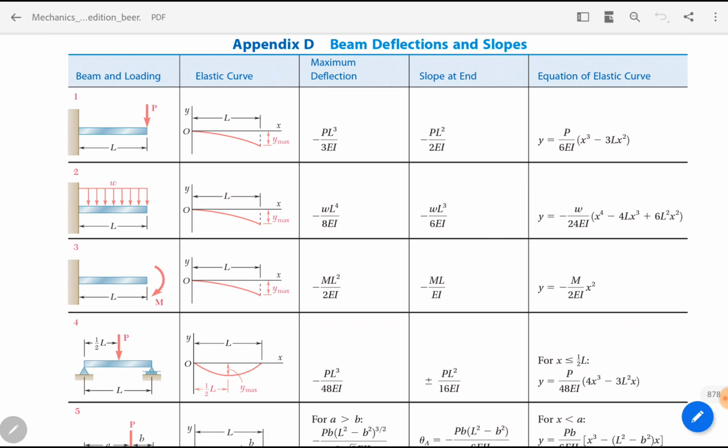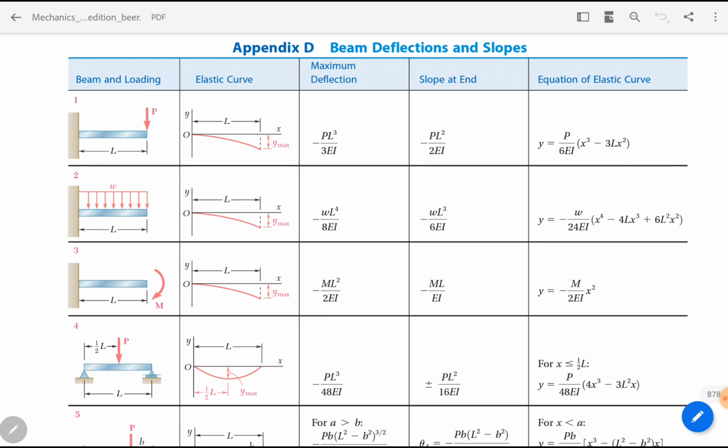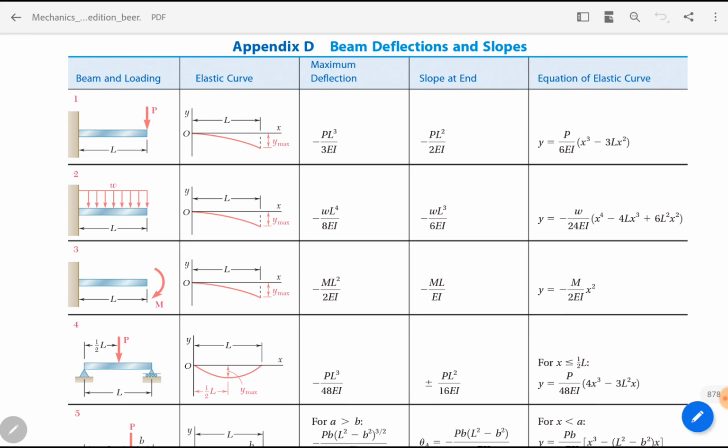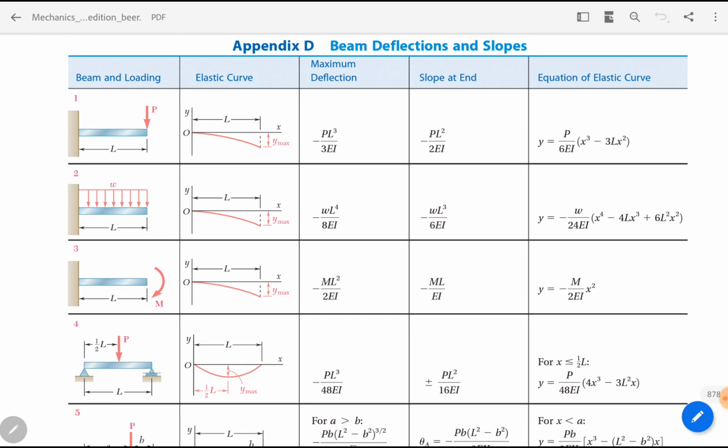So we can see it for different types of beam and loading. The first column shows beam and loading. The third column shows maximum deflection. The fourth column shows slope at the end of the beam. The fifth column shows equation of elastic curve. So we can use this appendix in solving our problems.